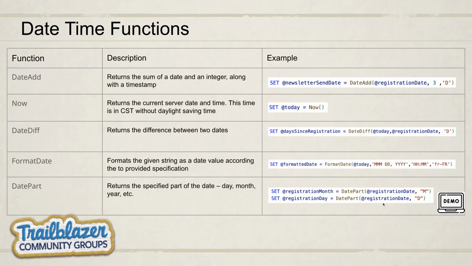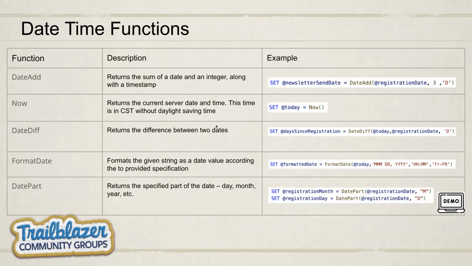You'd pass in your date as the first parameter, and then specify D, M, Y, or some other parts that you might want from there. Does this make sense? If you have any questions, please post in chat. I'm kind of rushing through these because I want to get into the hands-on build demo.